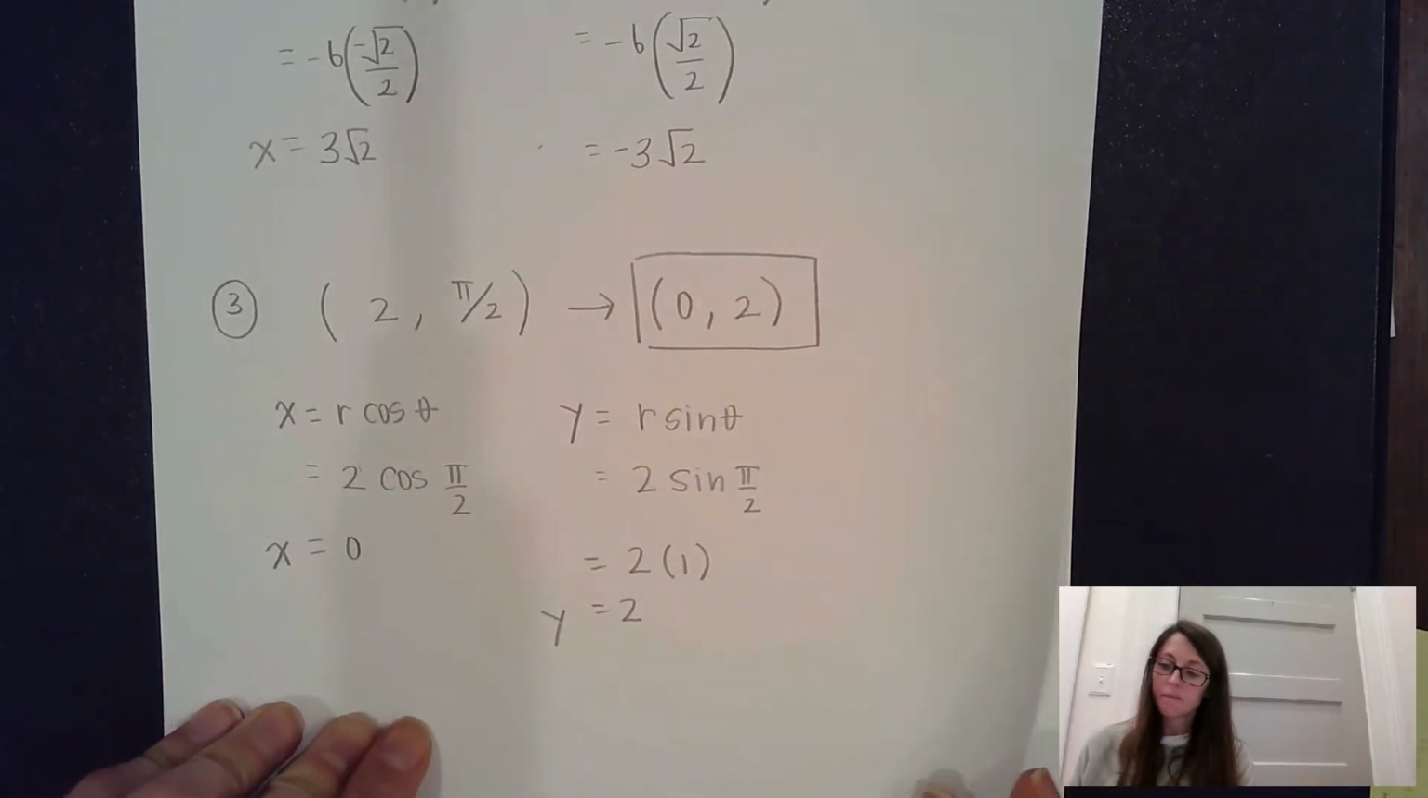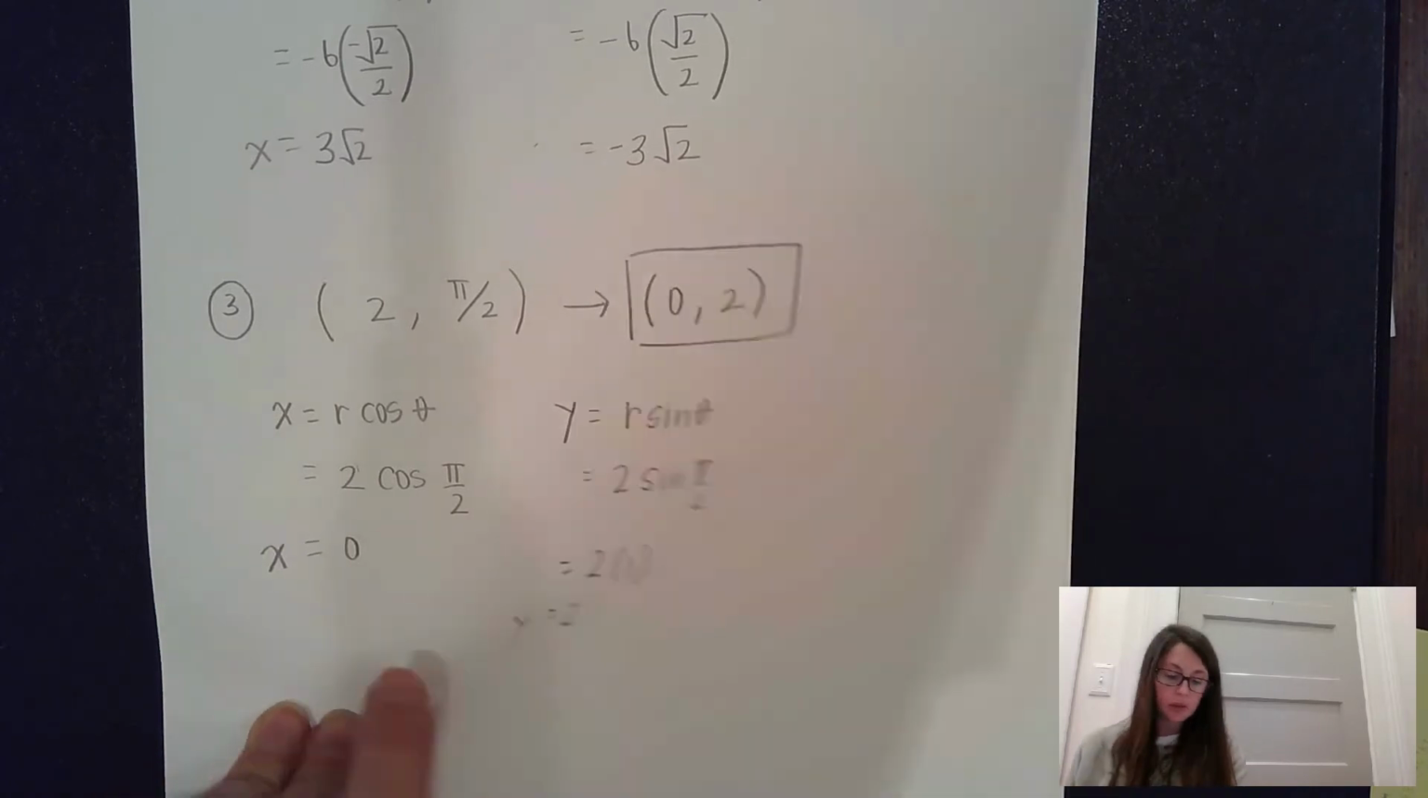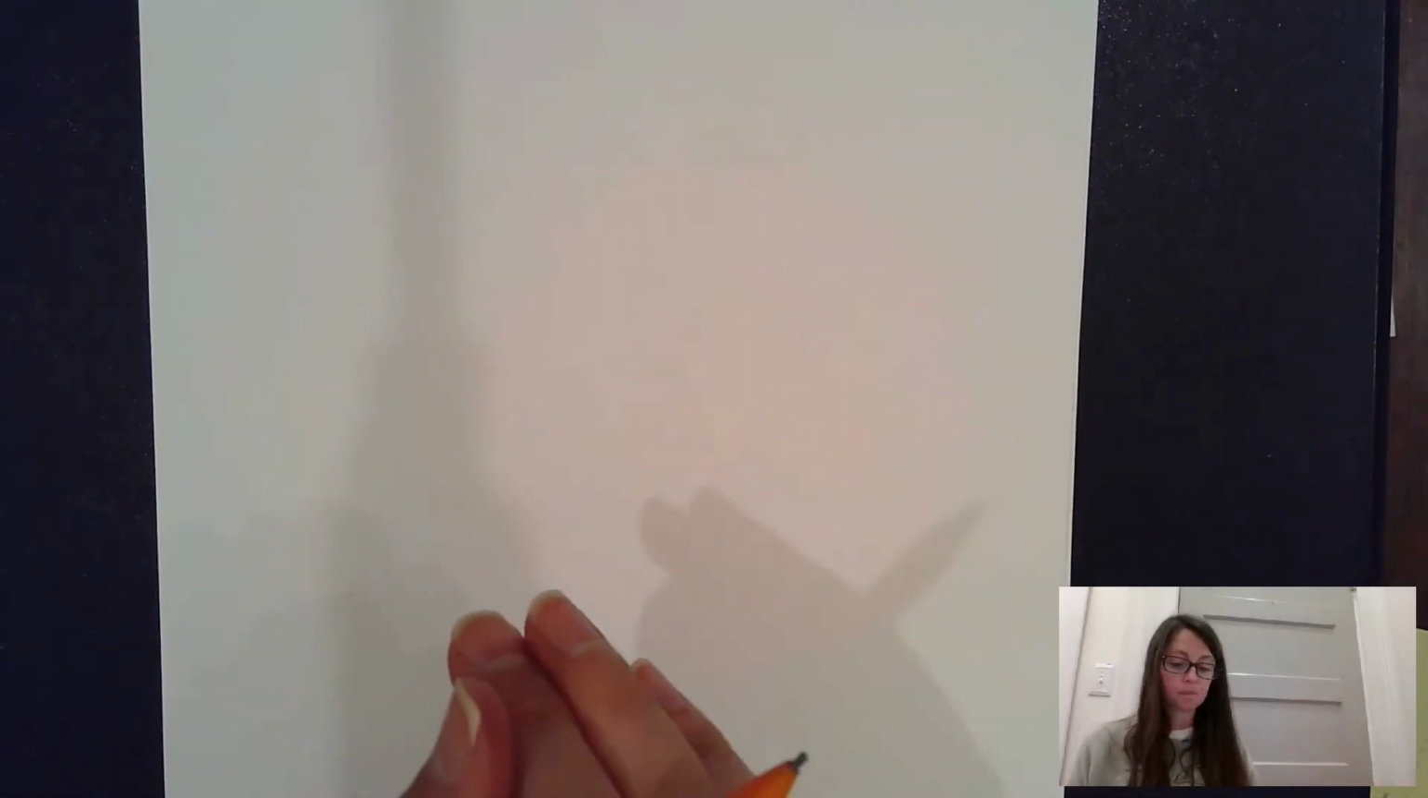Okay. Alright, so that is changing from polar into rectangular coordinates. Now what if we went from rectangular to polar coordinates?